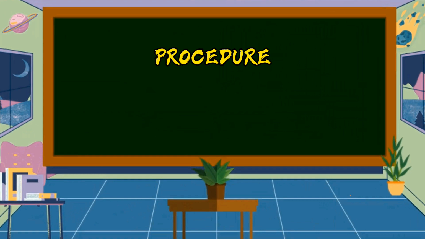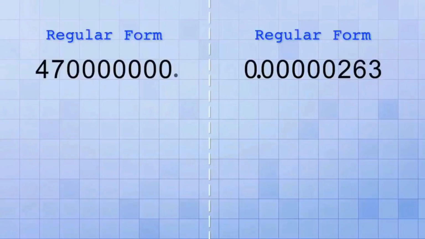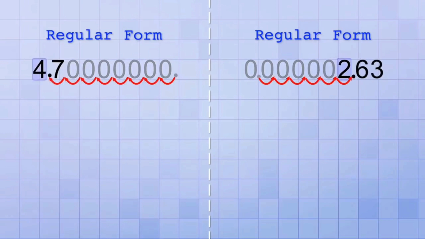Let's break down the procedure for converting back and forth between numbers written in standard or regular form and scientific notation. Starting with these two examples in regular or standard form. First, count how many places you need to shift the decimal point in order to have only one digit to the left of it. For this number, we need to shift 8 places, and for this, 6 places.